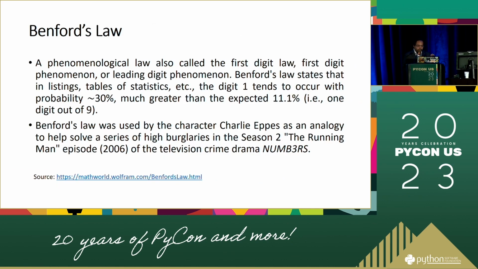Now what is Benford's law? It's called a phenomenological law, also called the first digit law. It extracts the first digit of the numbers, where numbers means the amount which is deposited, basically the amount of the transaction. Then it extracts the digits from 1 to 9. If we see the probability of each digit's occurrence, it would be 11.1%. But there's a probability table, and the digit 1 tends to occur with a probability of approximately 30%, which is much greater than the expected 11.1%.